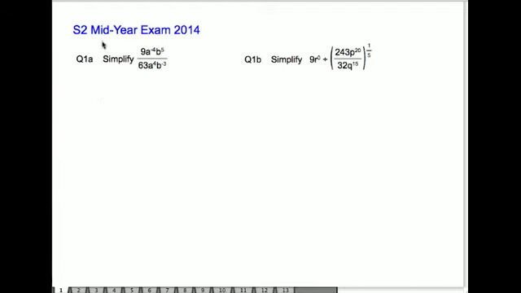Solutions to the Sec 2 Mid-Year Exam 2014. In the first sum, we can simplify the expression by first reducing the fraction to the lowest term and fixing the terms with positive powers.